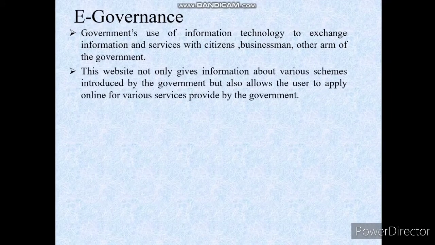These websites not only give information about various schemes introduced by the government, but also show the user how to apply online for various services provided by the government. The website set up by the government not only gives information about government schemes but people can also use this website for various services provided by the government.